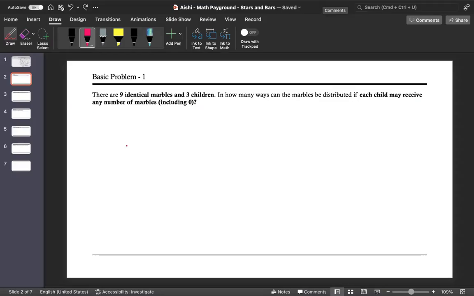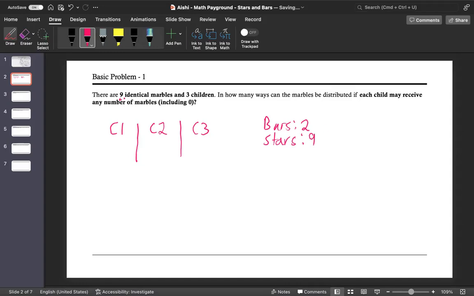Okay, so if we make a chart, there are 3 children, so C1, C2, and C3. We need 2 bars to separate all of these. So our number of bars will be 2. Our number of stars, which is basically the number of marbles, will be 9 right here.